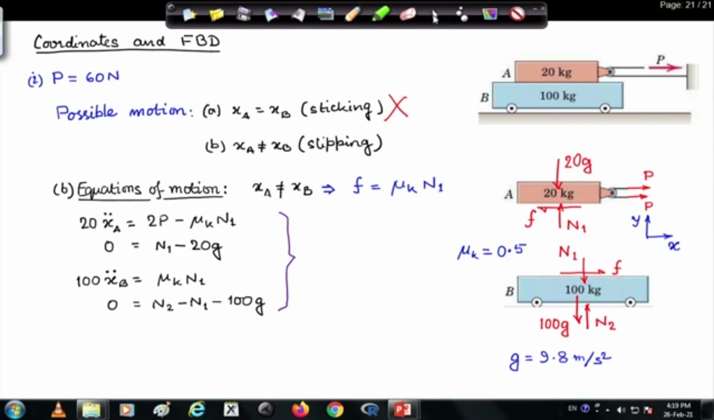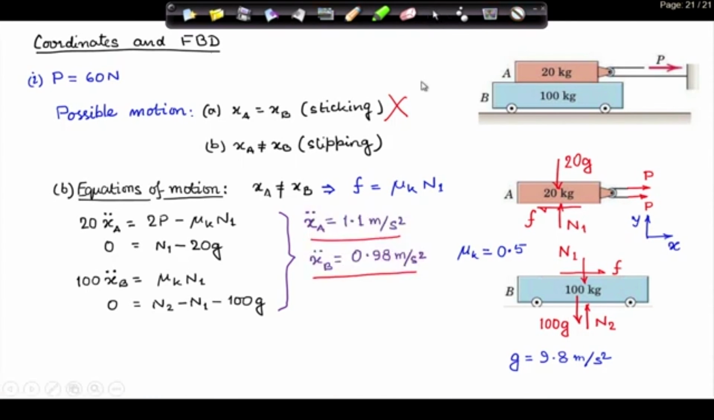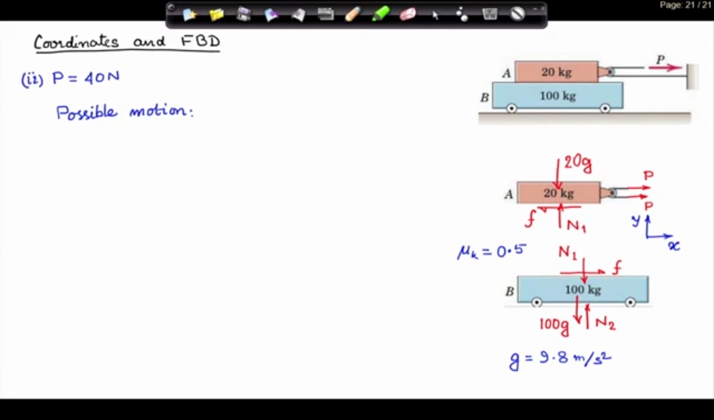Now, you can solve, because we have as unknowns x a double dot and x b double dot, and of course, N1 and N2. So, x a, x b, N1, N2, we have 4 unknowns and 4 equations, so we should be able to solve. I have solved for x a double dot and x b double dot, which gives me the accelerations of the two blocks. The acceleration of block A is 1.1 meters per second square, and x b double dot is 0.98 meters per second square, both are positive, therefore, both will move to the right.